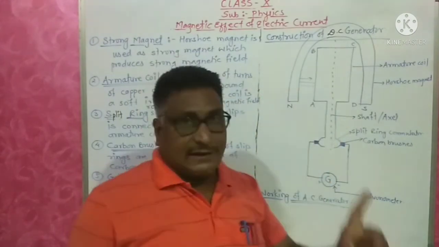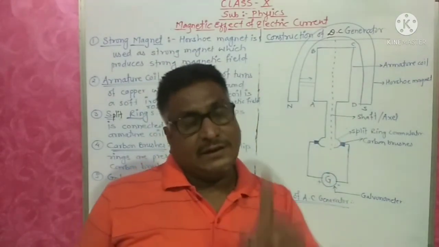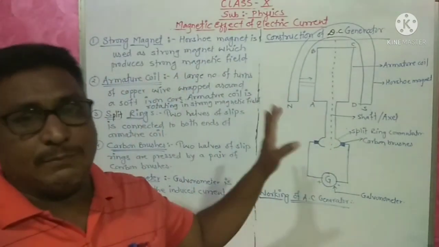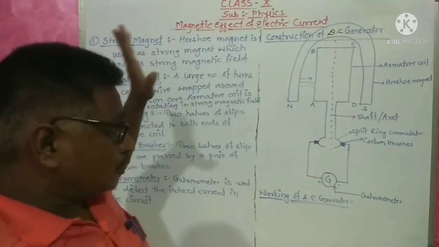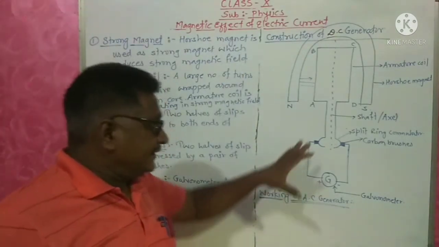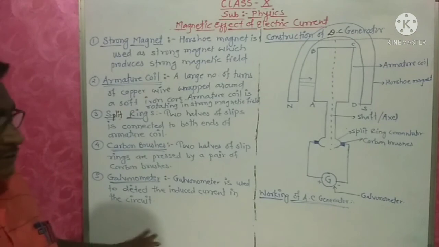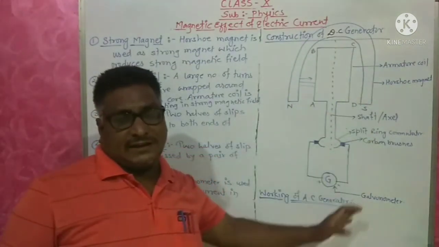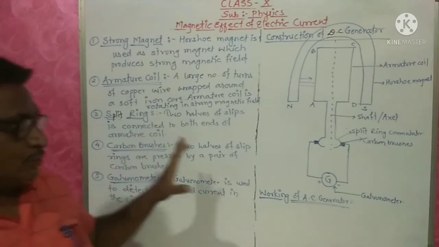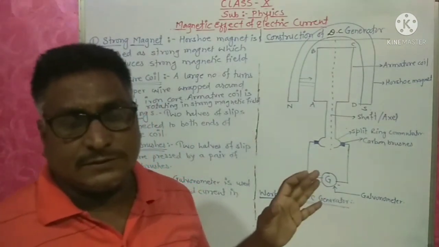So electric motor, AC generator, DC generator, out of these 3, 1 will come in the exam. So study it properly, write all the things properly. It is not so difficult. Just remember the circuit diagram and write it down. So hope you understand this, students.